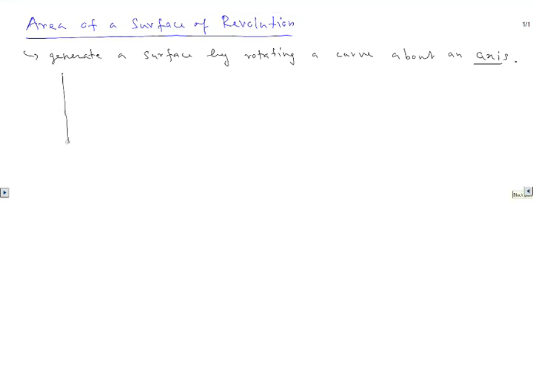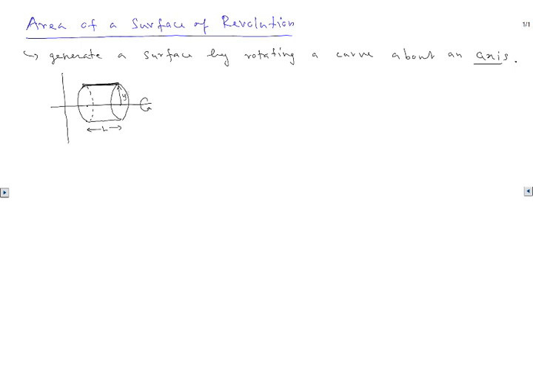So let's talk about the easiest case. Let's say you have a line which is parallel to the x-axis, and then we can rotate about the x-axis. Once you do that, you can see it's going to create the surface of a cylinder. If we call the height L, then the radius of the cylinder is y.